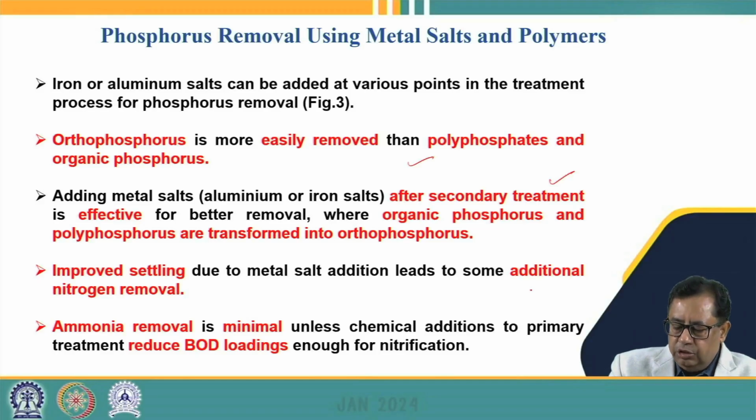So now the improved settling which happens when we are adding these salts also leads to the formation of flocs and settling of these precipitates. So this will not only improve the settling, but it will also improve the nitrogen removal. However, ammonia removal may be minimal if we have high BOD values. So in that case, ammonia removal is inhibited. But if the chemical additions to the primary sedimentation tank or primary facilities are reducing the BOD loadings, then it can enhance the nitrification process.